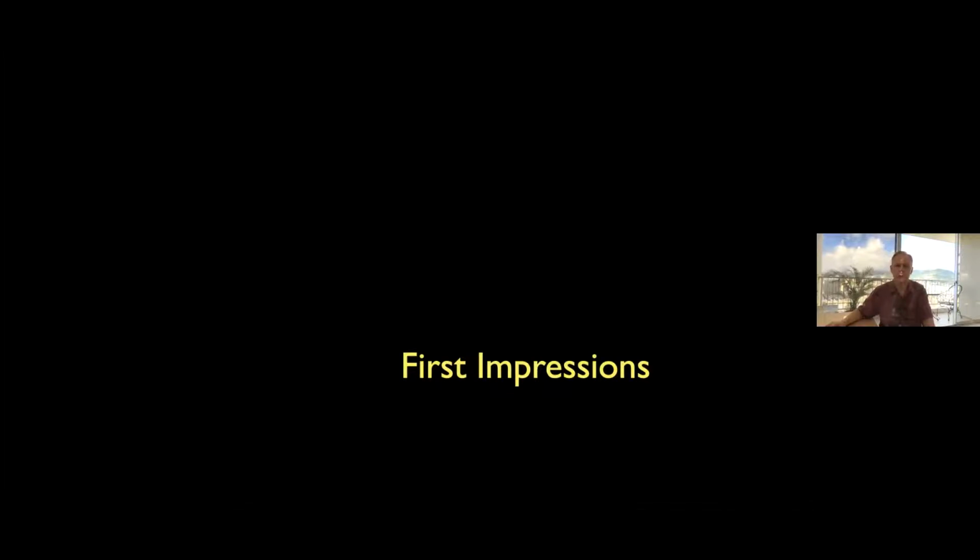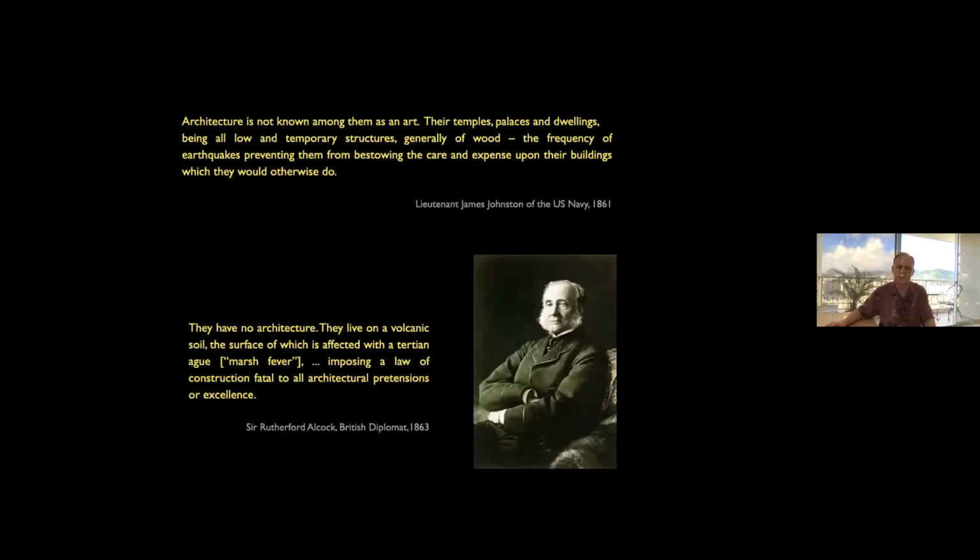First writers on Japanese architecture tended to be not architects. They were the first visitors. So a couple of examples then: a US Navy lieutenant completely dismisses Japanese architecture. You know, it's not known as an art amongst them. And even somebody as familiar with Japan as Rutherford Alcock, who was a diplomat for more than 20 years in Tokyo, comes straight out and says they have no architecture, which is like stunning.